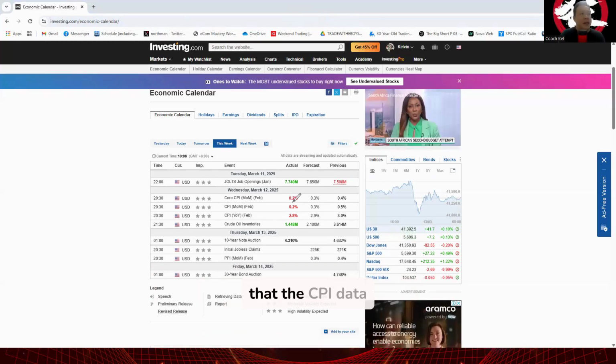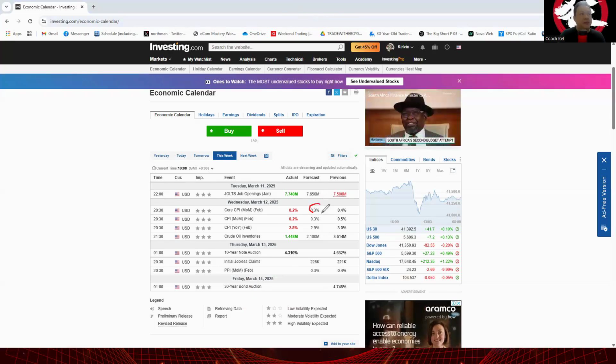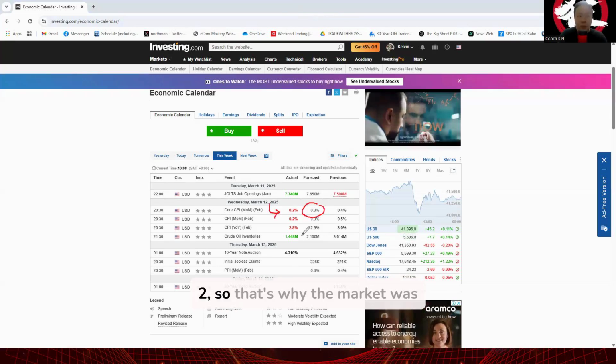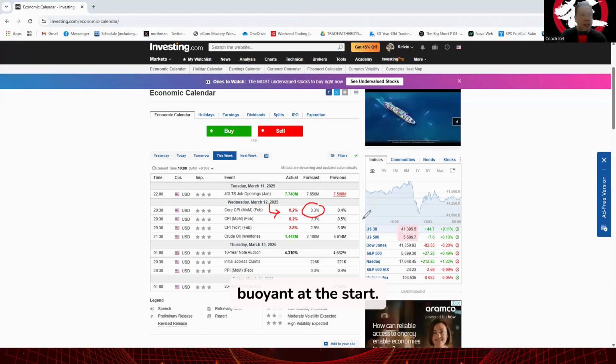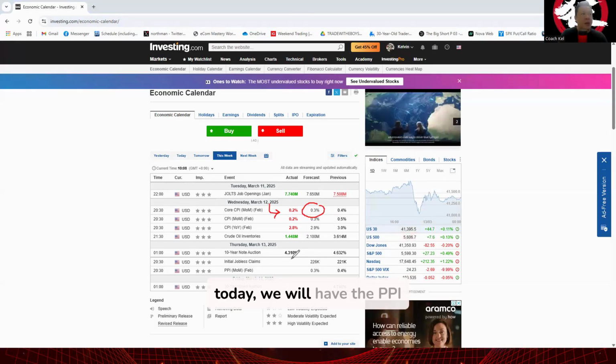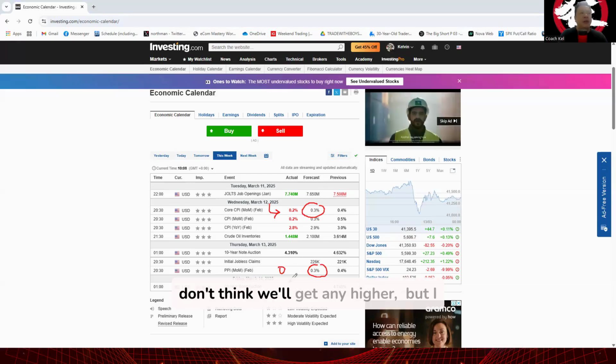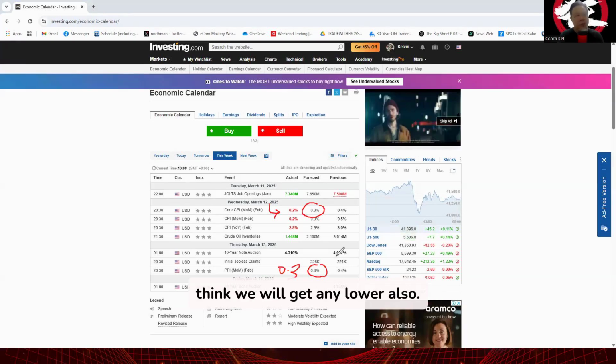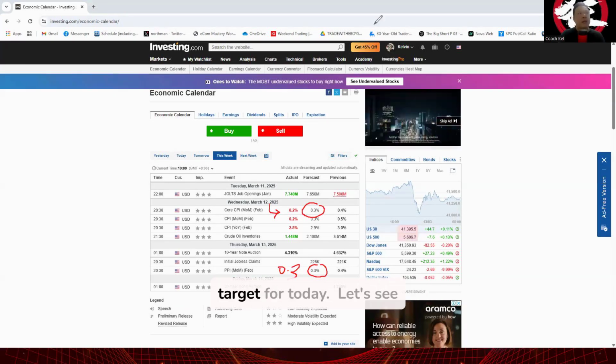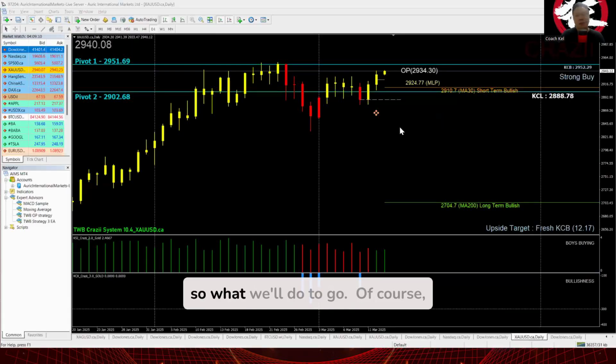Okay, so you can see that the CPI data was expected to be 0.3%, but it came out 0.2%. So that's why the market was buoyant at the start. And today we will have the PPI data. The market expects 0.3. I think we will see 0.3. I don't think we get it higher, but I think we might get it lower also. So 0.3 will be my target for today. Let's see whether it happens. It's coming out at 8:30 p.m. Singapore time.